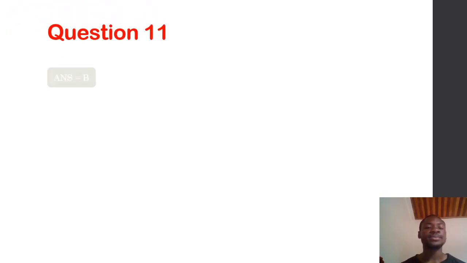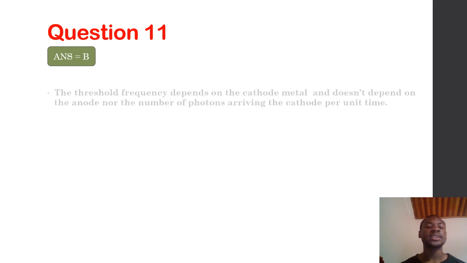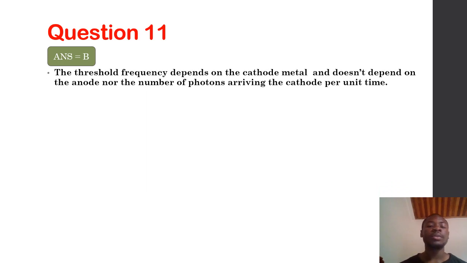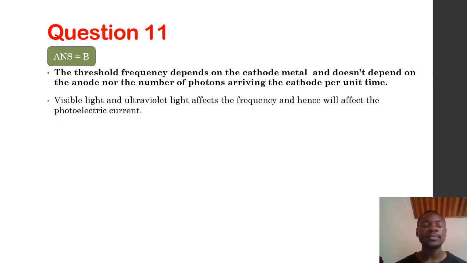Question 11. The answer is B. The threshold frequency depends on the cathode metal and doesn't depend on the anode nor the number of photons arriving at the cathode per unit time. Visible light and ultraviolet light affect the frequency and hence will affect the photoelectric current.